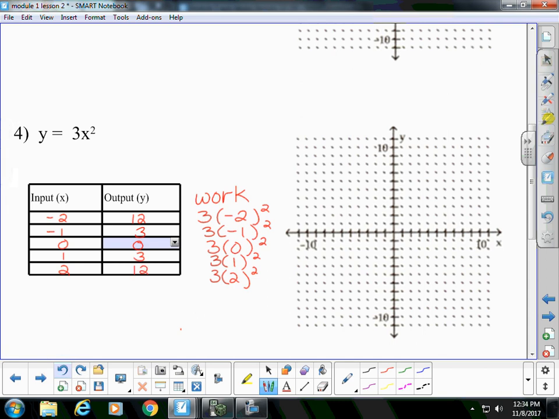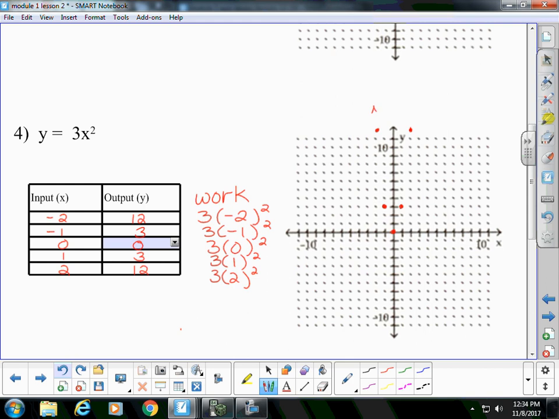Okay, so now to plot our points. So we've got -2, positive 12. This actually has 11 dots, so the 12th dot would be just above. And then -1, positive 3, 0, 0. And then when they start to repeat, you know that's where the symmetry is coming into play. So 1 and 3, and 2 and 12.